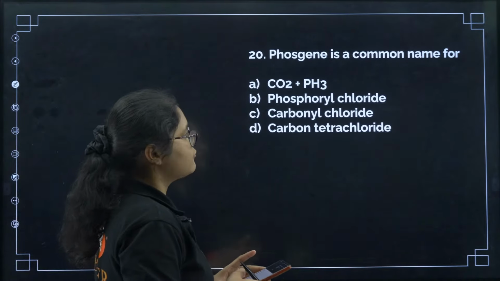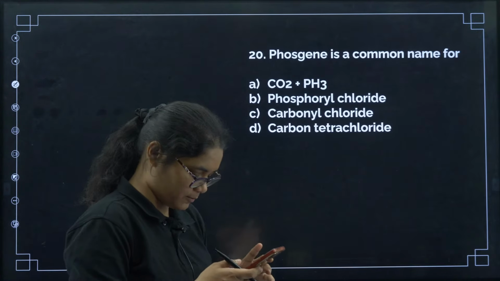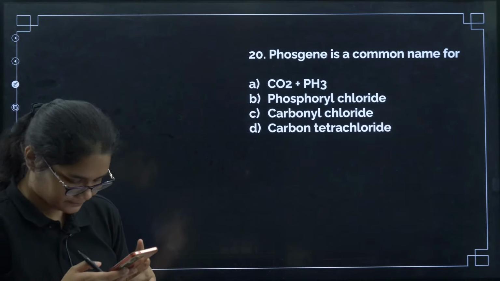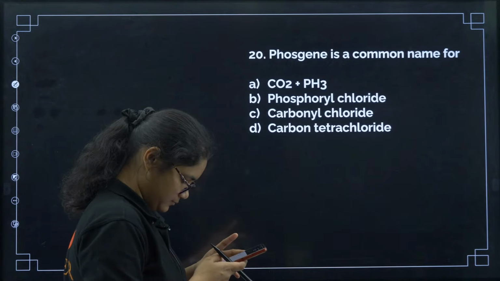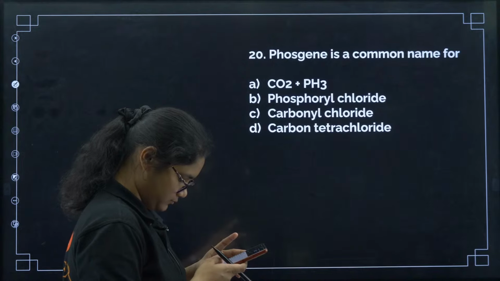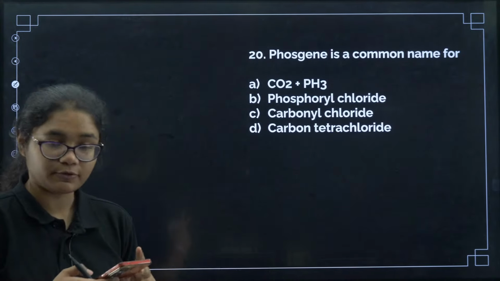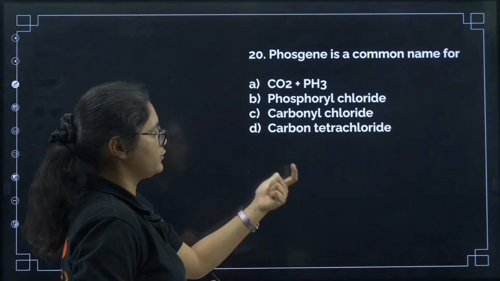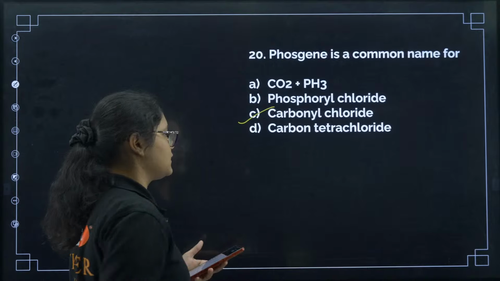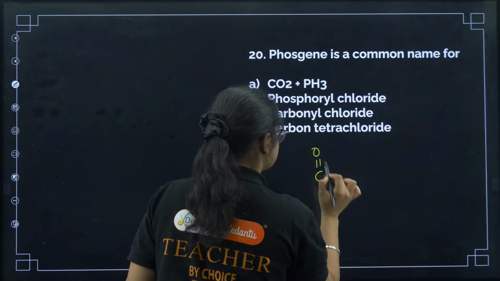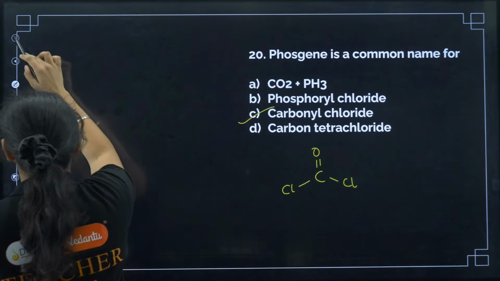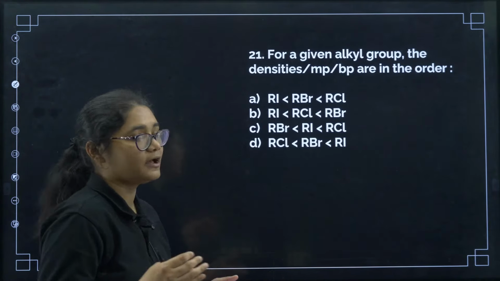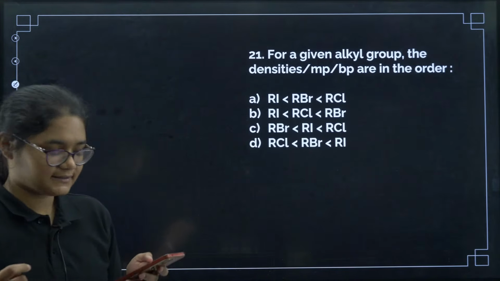Next, question number 20. Phosgene is the common name for? Okay, so what is the common name of phosgene? Kifayat, we will provide it soon. Phosgene is the common name for CO2 and PH3, phosphoryl chloride, carbonyl chloride or carbon tetrachloride. Yes, all of you are correct. Carbonyl chloride, COCl2. The structure is like this. So the correct answer is option number C. Next, 21. For a given alkyl group, the densities, melting point and boiling point are in the order of. Yes, students, all of you should answer.